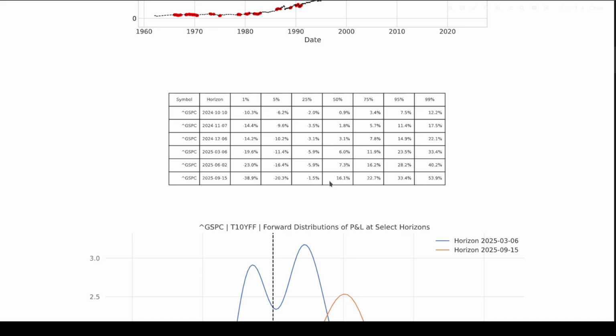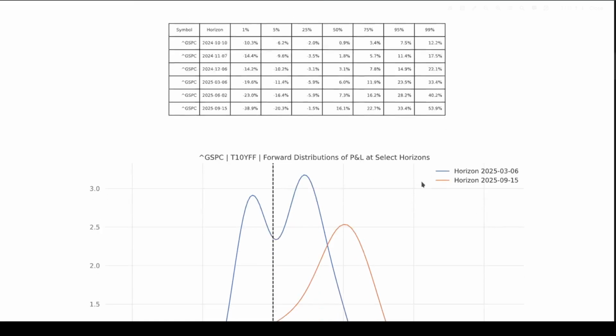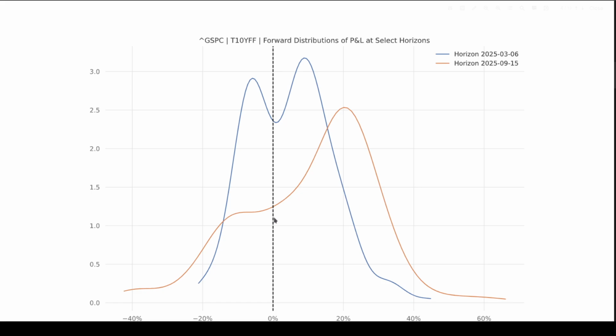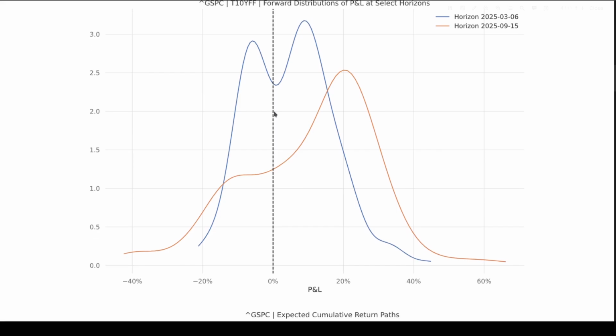So here, your median expected return is 16%. Your 1st percentile return is basically minus 40, and your 99th percentile return is 54%, let's say 55%. At 6 months, you have this bimodal distribution. You have peaks on both sides of zero, so you can have a positive return or a negative return. But if you extend your horizon out to 12 months, the peak of your distribution is hovering around 20%, but then you have this long, thick tail on the left.